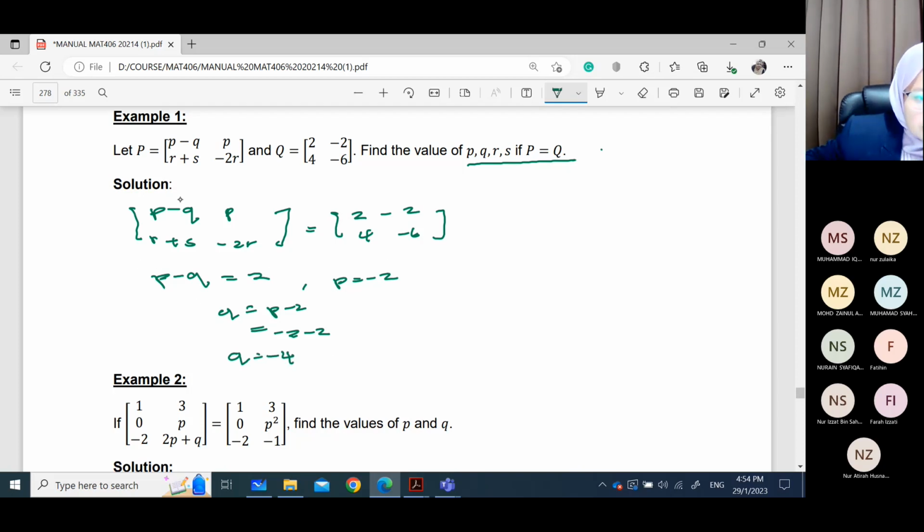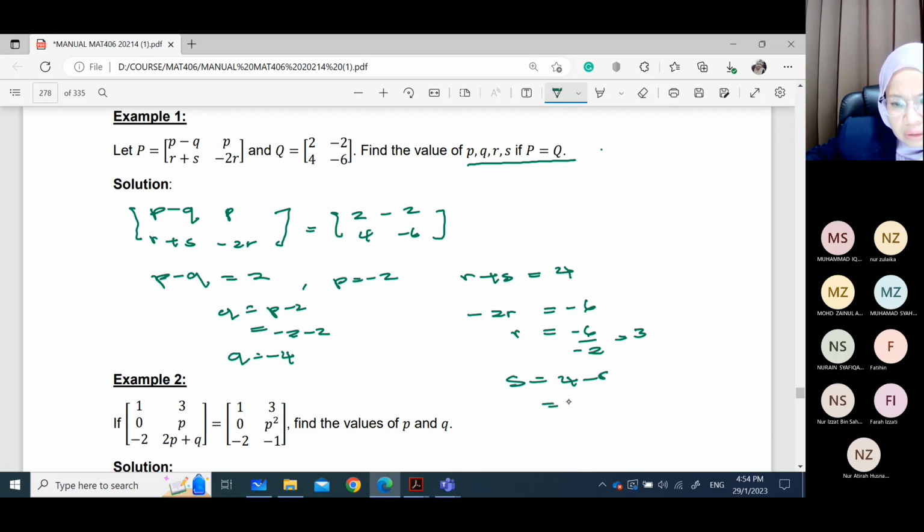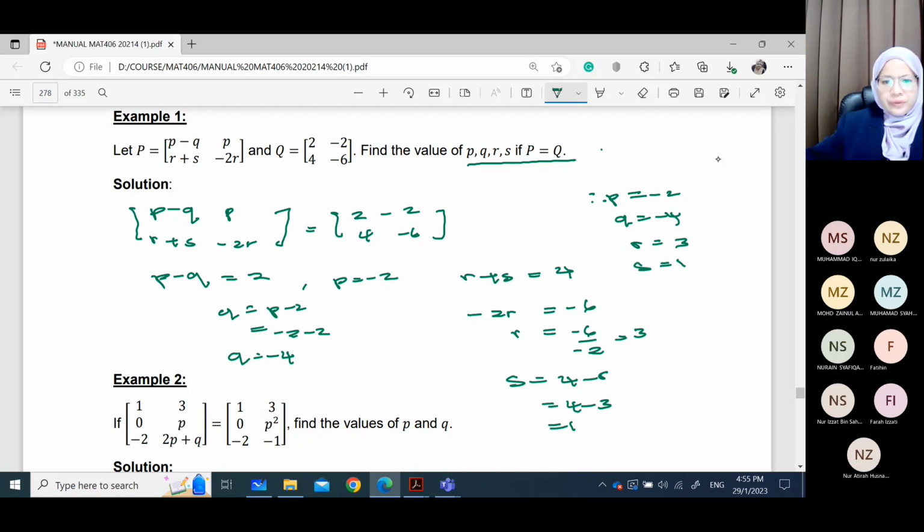Okay. Right. So next R plus S equivalent with 4. Okay. So yang ni negative 2R. Negative 2R equivalent with negative 6. So R equivalent with negative 6 over negative 2, which is 3. Okay, so therefore S, it is equivalent with 4 minus R. 4 minus 3, 1. Okay, so therefore P is negative 2, Q is negative 4, R is 3, and S equivalent with 1. Okay.